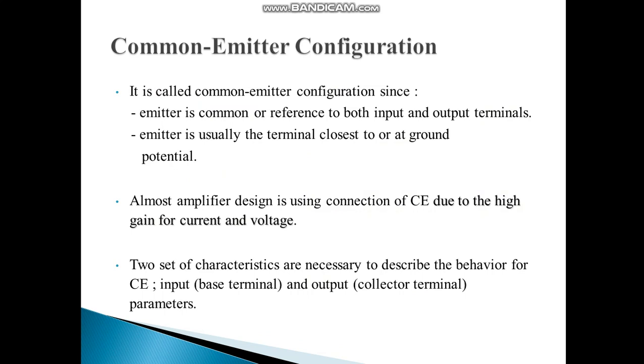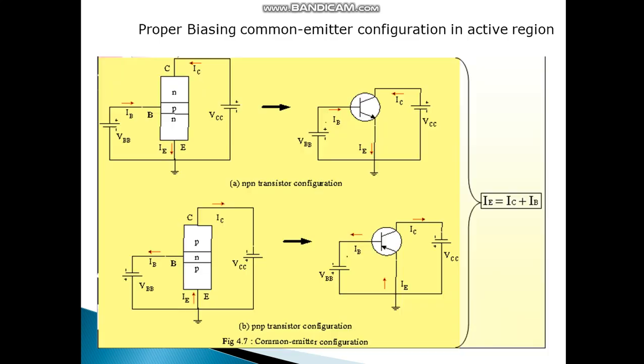Next, let's see about the common emitter configuration. Emitter is common or reference to both input and output terminal. Emitter is usually the terminal closest to or at the ground potential. Almost all amplifier designs use the common emitter connection due to high gain for current and voltage. Two sets of characteristics are necessary to describe the behavior of common emitter, that is input and output characteristics.